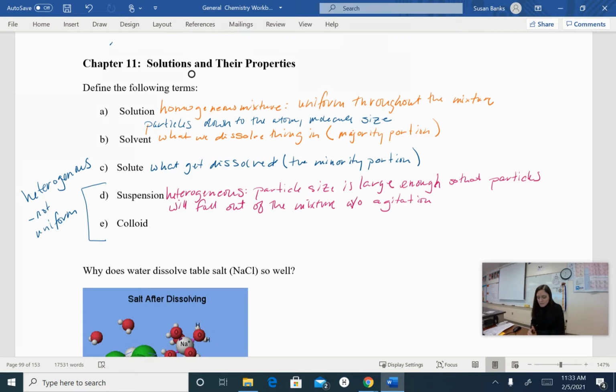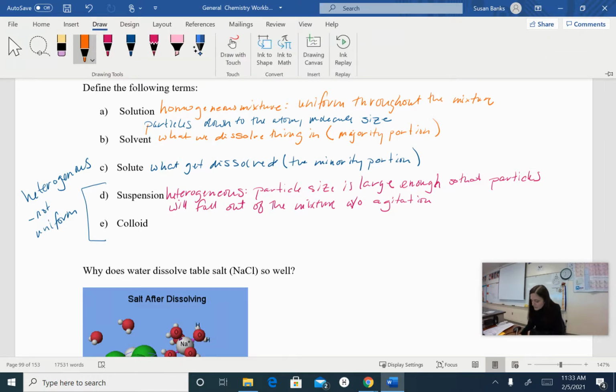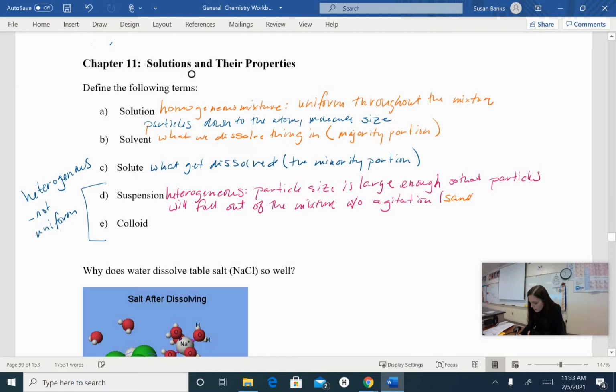So a good example of this would be sand and water. So if I put sand and water together, if I don't shake up or stir up that mixture of sand and water, if I let that sit still for a minute or two, that sand is going to come out of solution, and you'll find a bunch of sand on the bottom of the bucket or the bottle or whatever I've put it in. Okay, so suspension means that we can have large enough particles where if I don't keep this stuff stirred up, they're going to fall out of that mixture.